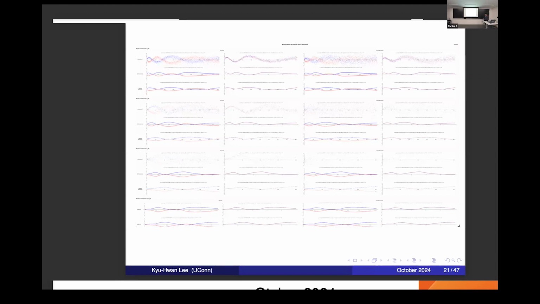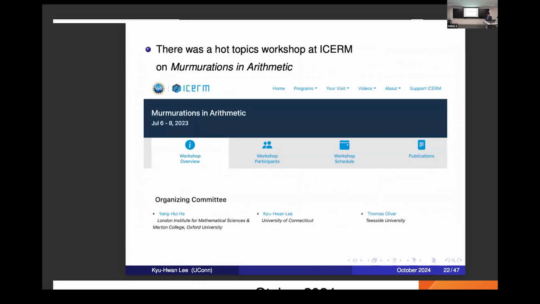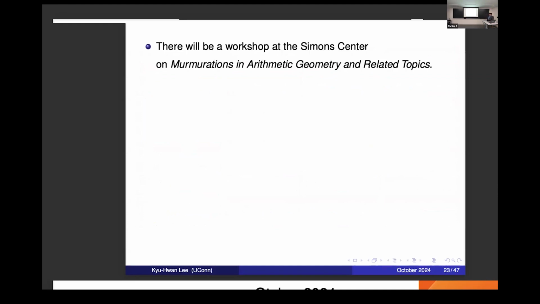Clearly, murmuration was not only for elliptic curves, it is for other objects. There was something important. So the news of this discovery spread out. And there was a hot topics workshop at ICERM last year. Experts gathered, and they discussed this phenomenon. And in less than 2 weeks, there will be a workshop at the Simons Center on murmurations.